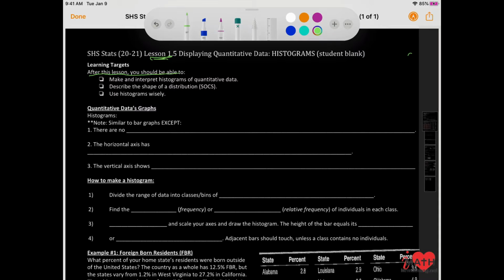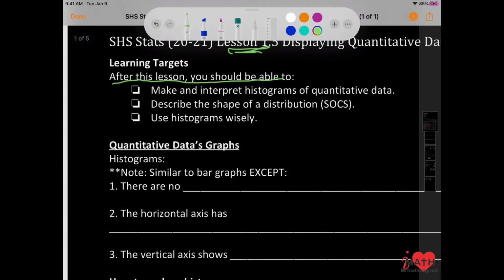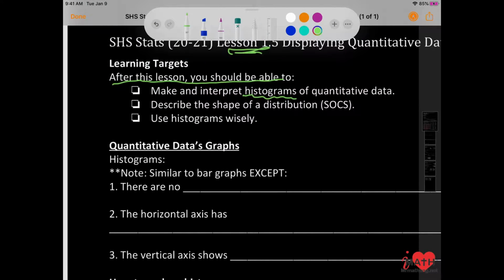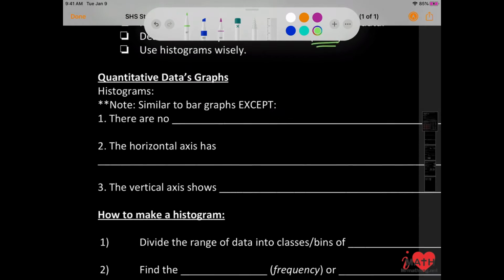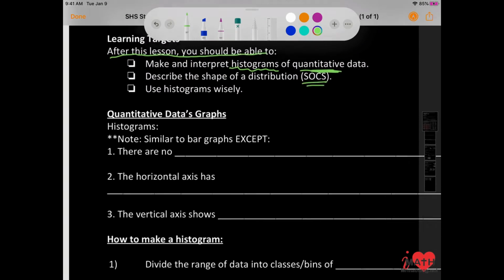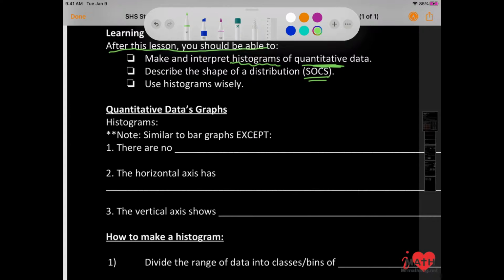After this lesson, you should be able to make and interpret histograms of quantitative data. It means you get numbers from those. Describe the shape of the distribution, so our SOCS, and then use histograms wisely. So remember, quantitative data is you're getting some kind of numbers, and you can take the average of those.